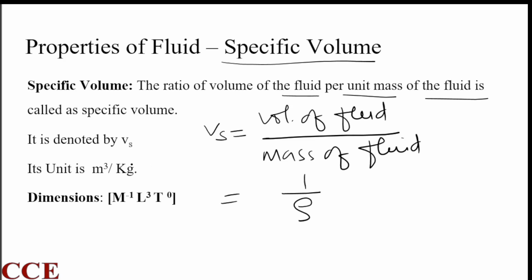What is the unit? The unit is the reciprocal of mass density, so meter cube per kilogram, and the dimensions are M to the power minus 1, L to the power 3, and T to the power 0.